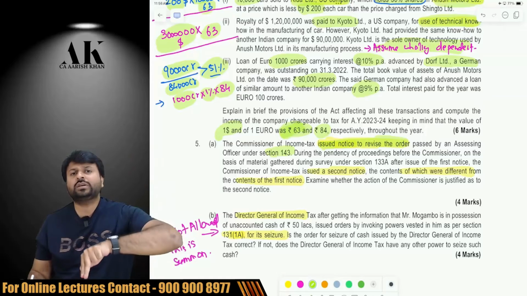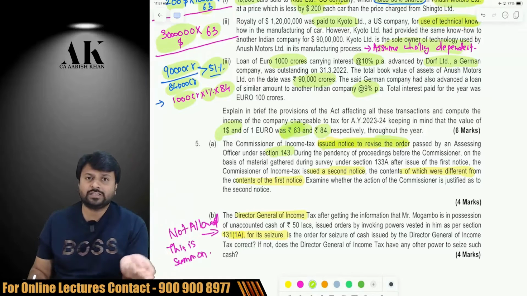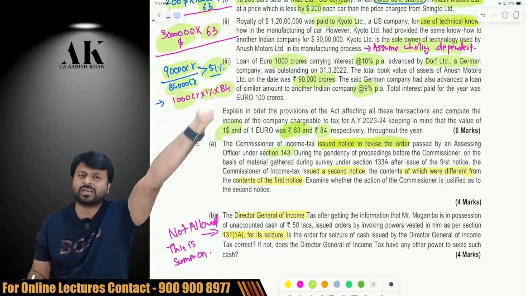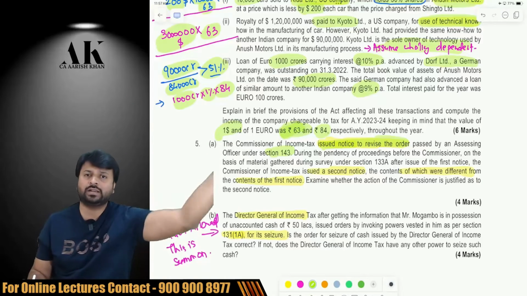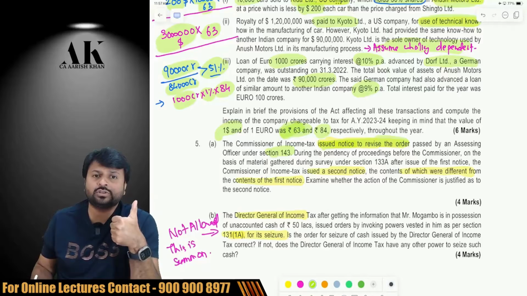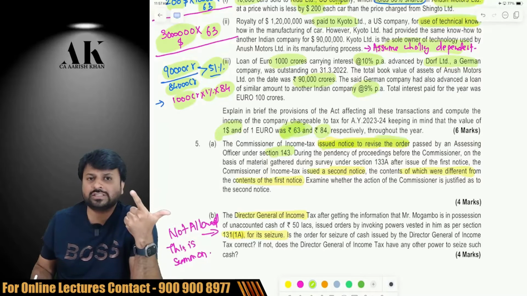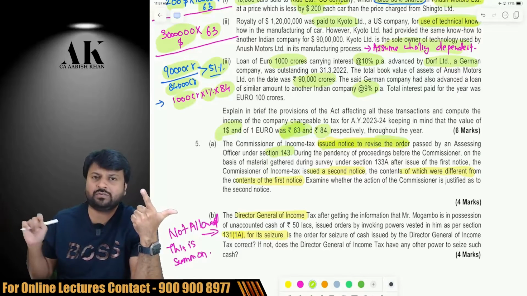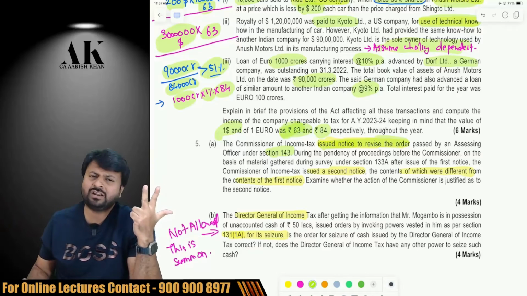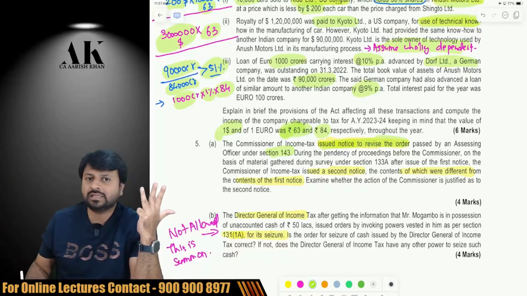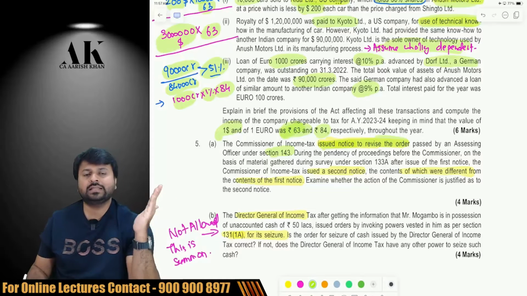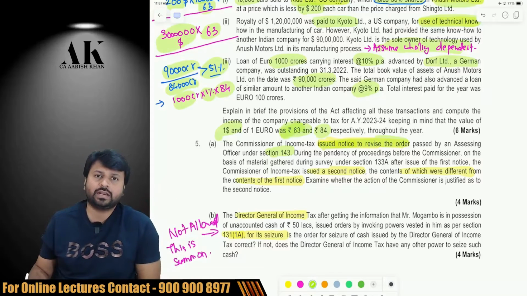Now, after issuing the first notice, the CIT is issuing a second notice based on some survey which was conducted by the Income Tax Authority. The second notice content is different from the first notice content. Listen carefully. The first notice is issued by the CIT to initiate 263 proceedings to revise the order under section 143, and the proceeding was initiated under 263. Now, some survey was conducted on the assessee. Based on that survey, the CIT is now issuing a second notice, and the content of the second notice is different from the content of the first notice.